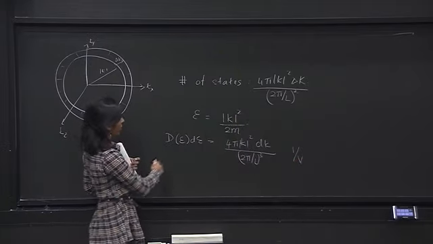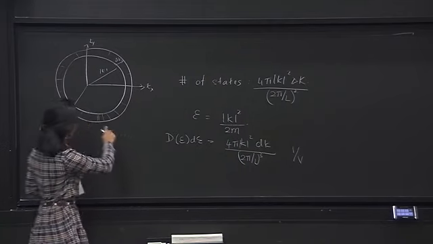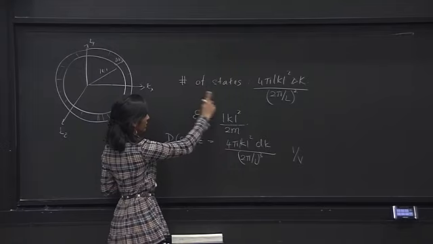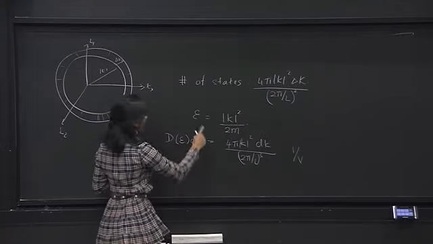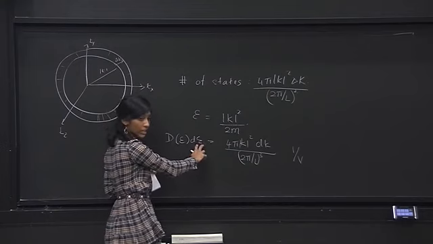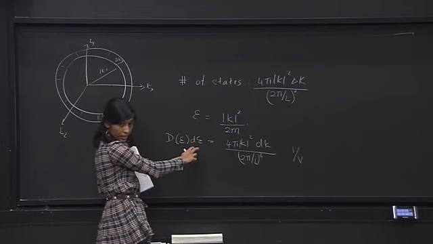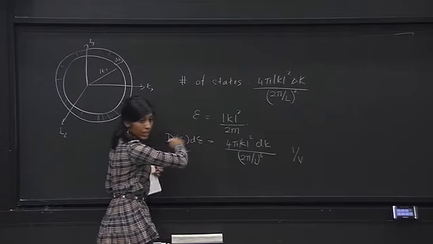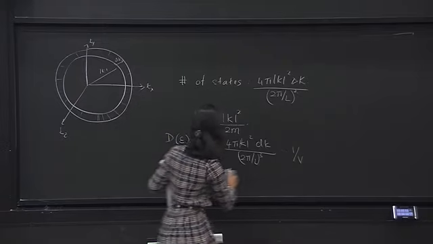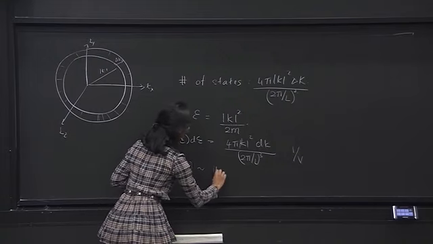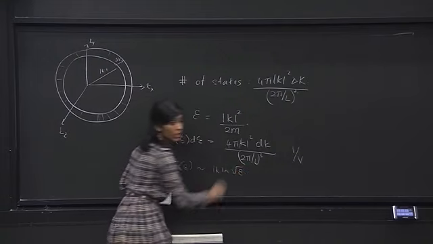So I'm just putting together 2 facts. One, that I know how to count the number of states in a shell in momentum space. And 2, that if I count up the states in a shell delta k, using this relation, I can relate it to the number of states in a shell d epsilon. Once you plug this in and cancel the dk's on both sides, you're going to get that D of epsilon goes as mod k, which is square root of epsilon.